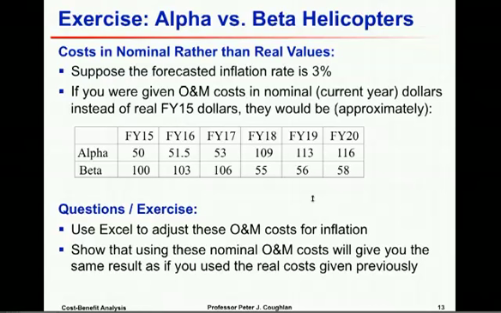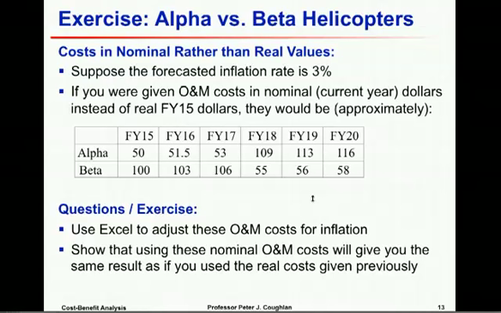You're given the procurement cost, which is already in FY15 dollars, and you were told that all future O&M costs were given in FY15 dollars. Now, if the O&M costs were not discounted, so they were given in current year dollars rather than FY15 dollars, they would be approximately as shown here. Instead of being, for alpha, $50 million every year for the first 3 years and 100 million every year for the last 3 years, it would be 50, 51.5, 53, 109, 113, 116, approximately.